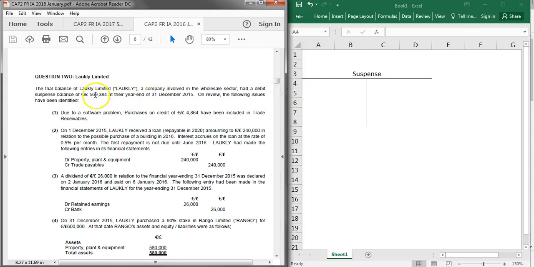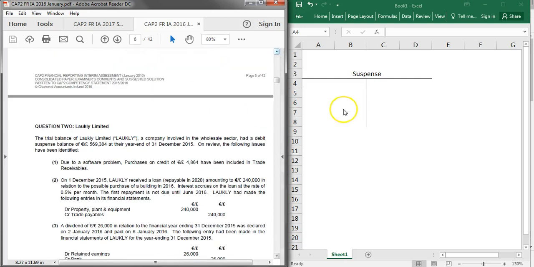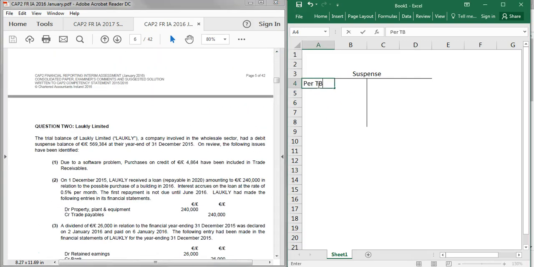So this question says we started off with a debit balance in the suspense account. So there's an opening debit balance of 569,384 and there's a number of issues, 6 of them, to be identified. Now in reality, if a question like this comes up, you're probably going to do them simultaneously. You'll have the T account opened as you start the question, and once you update each of the journals, you'll slot it into the suspense account if relevant. So here we're just going to slot in per TB debit balance of 569,384. So that's just our starting point, that's what the opening balance is, and we're trying to explain how we can remove that based on the 6 issues we've identified.